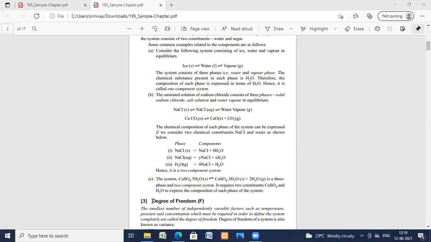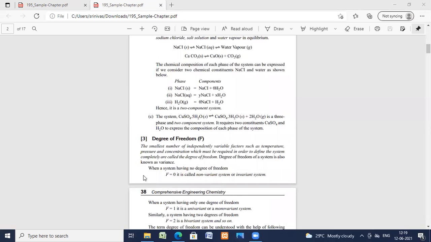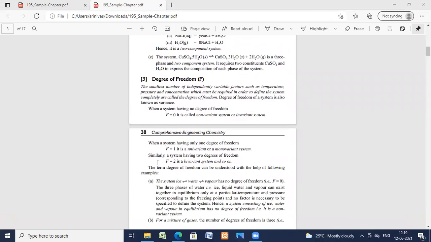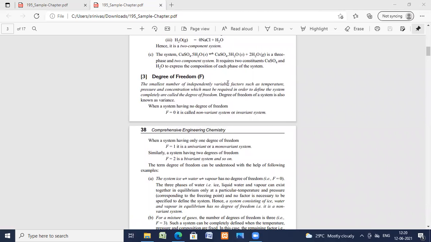Next, let us see degrees of freedom. The next term, what is the degrees of freedom? The smallest number of independently variable factors such as temperature, pressure, concentrations, which are required in order to define the system completely are called degrees of freedom. Degree of freedom is known as variance.